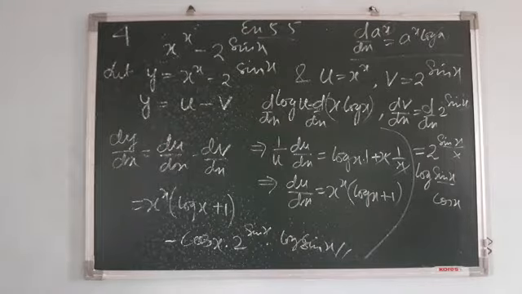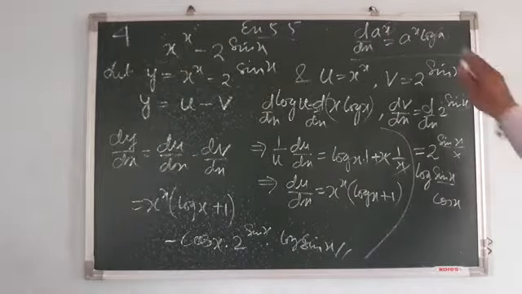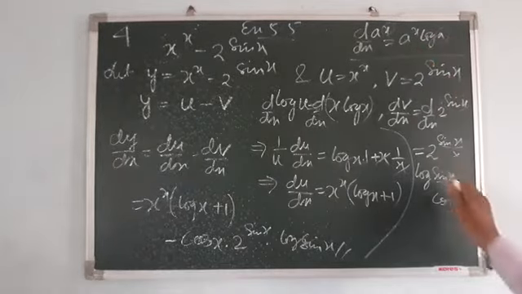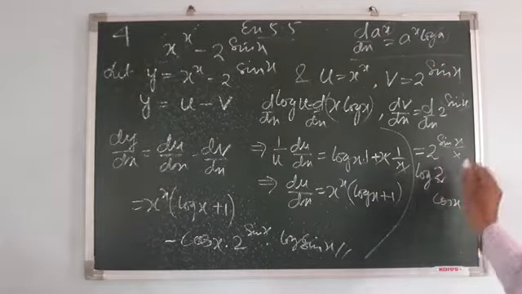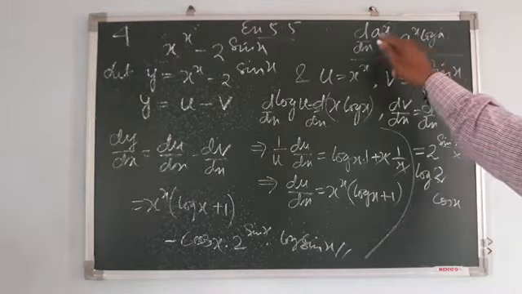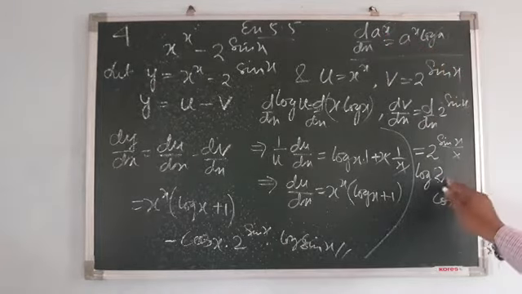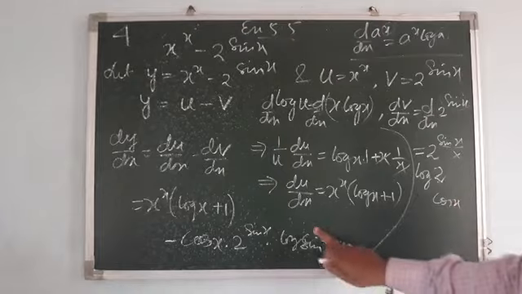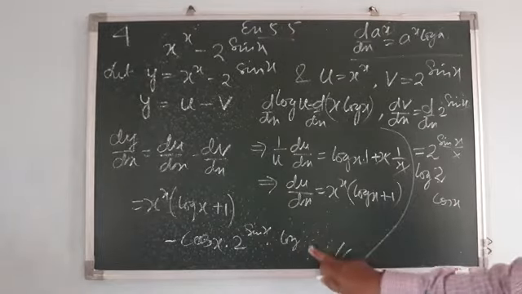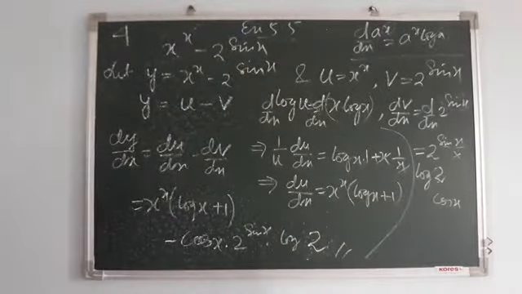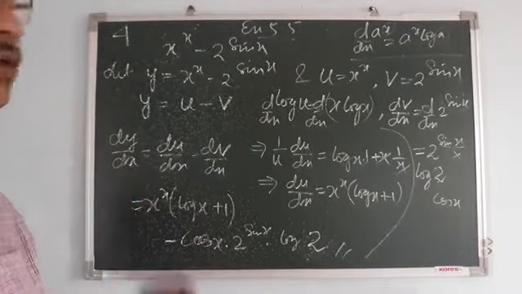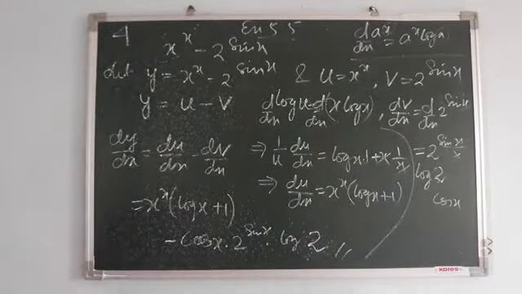And yes, I think I have made one mistake. It is log a. a here is 2, so I have to write here 2. I again want to repeat, log 2 you have to write. So don't write these things. It is log 2 only. Sorry for that one. I had not noticed. So this is our result of question number 4. Now question number 5.